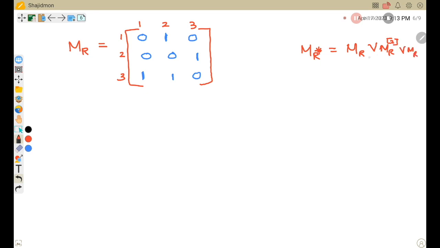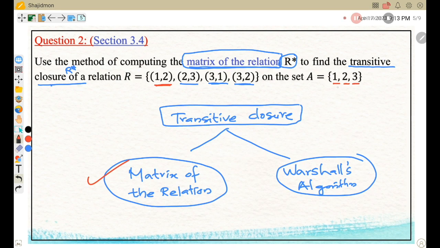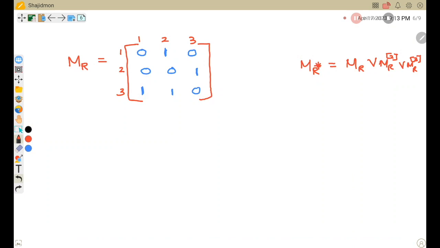This is the rule for calculating the transitive closure by using the matrix of the relation, MR power 3 here. So MR or MR power 2 or MR power 3, up to MR power 3, because you can see this set has 3 elements: 1, 2 and 3. So we can calculate MR power 2 and MR power 3, because the set has 3 elements. So we will find these first.